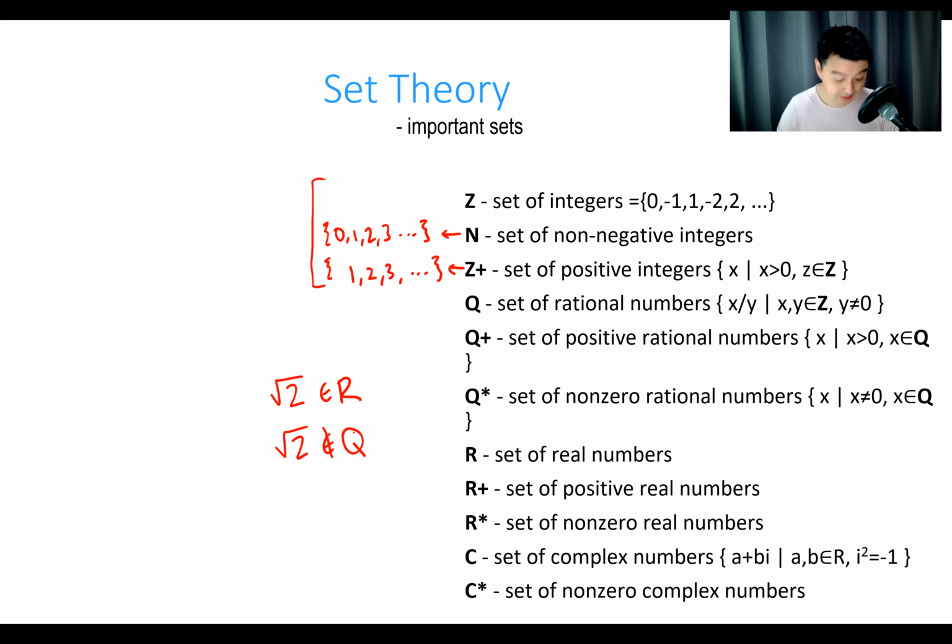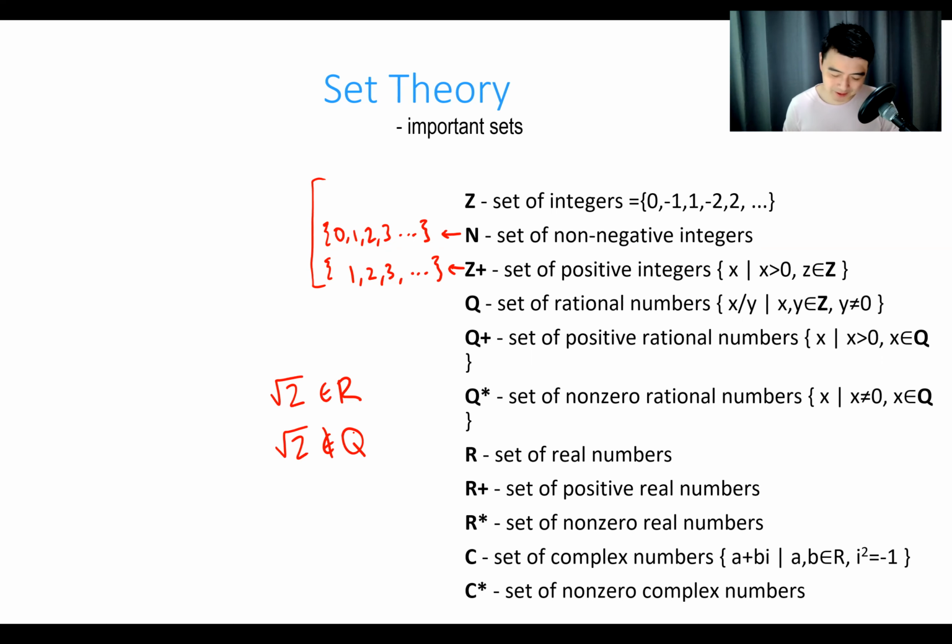So you can see here that R is actually a bigger set than the rational numbers. And by the way, every rational number is a real number. Right? Every rational number is a real number, but not necessarily the other way around. Okay, and we'll get to some of that a little bit later.